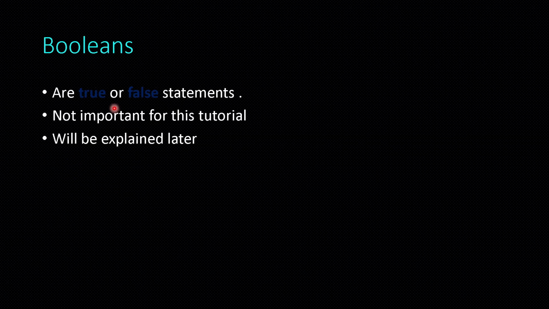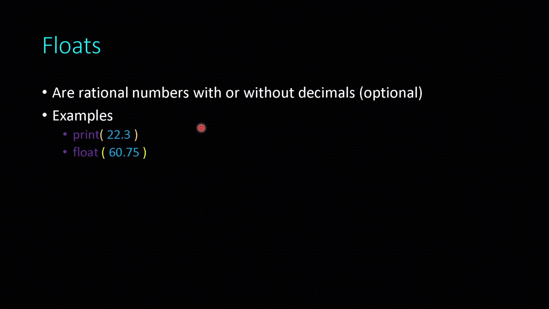Now booleans are true or false statements, which are a bit important, not too important. They'll be used to run our code, like if statements, which I'm gonna use in this code. But it is not that important for this tutorial, and again, in the next video I will mostly explain it. Then there are floats, and they are rational numbers, with or without decimals, like 22.3, 60.75, 22.0. All of that works.